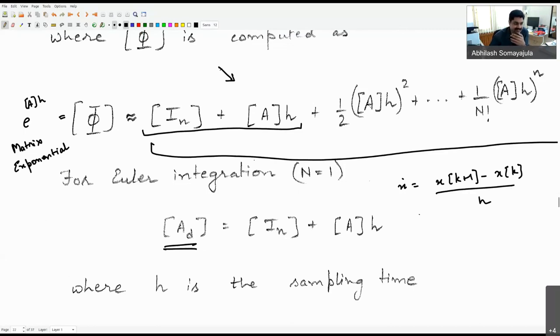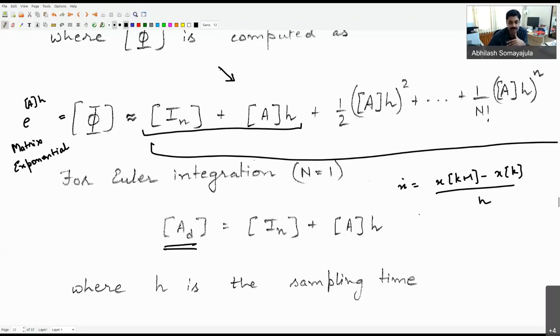So notice that since we moved from the matrices A, B, C and D to AD, BD, CD and DD, these matrices need not have the same stability characteristics as before, which means their eigenvalues will now be at a different location. So it is possible that the original system may have been stable, but the discretized system may not be stable, or vice versa, or both may be unstable, or both may be stable.